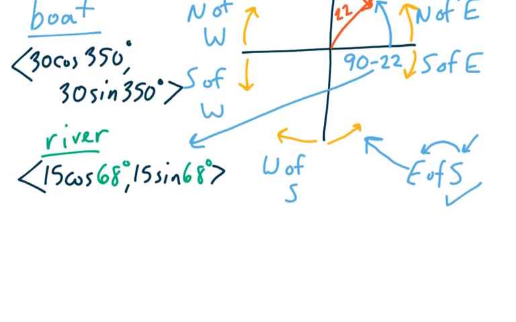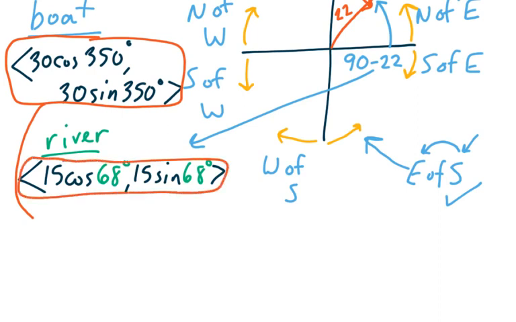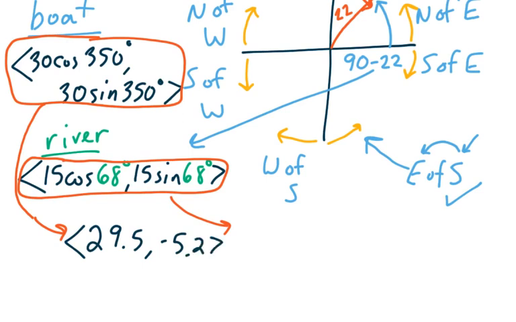Okay, now what we can do is take each of these vectors and find the resultant. So why don't we add it to this one? What might be easier though is to put each of these into decimal form, and then we can add them together. All right, if I put the boat into decimal form, I'm going to do 30 cosine of 350, and that is about 29.5. I think nearest tenth is fine on all of these, folks. And then 30 sine of 350 would be negative 5.2. Okay, that's the boat.